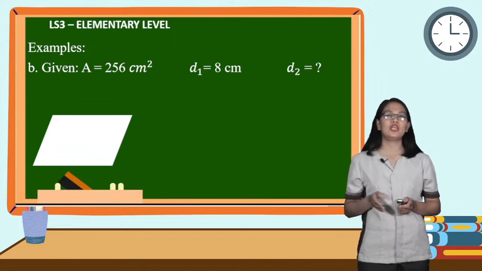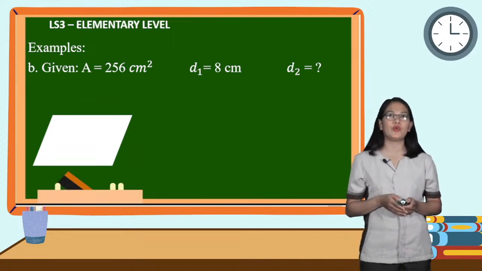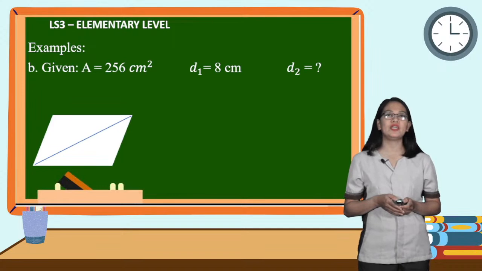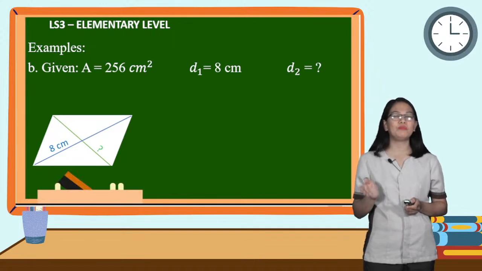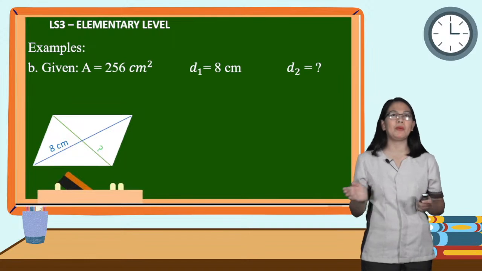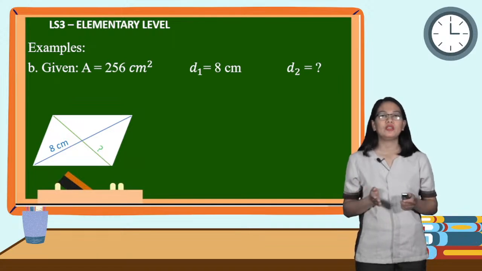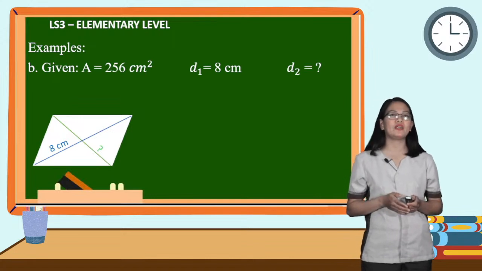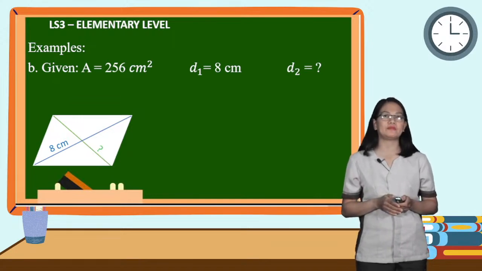Second example, given the area 256 square centimeters. The first diagonal is 8 centimeters. The second diagonal is unknown. Again, don't be afraid. Okay? Huwag yung sasabihin mahirap ang math kasi napakaraming formulas. No. There's no need for you to memorize other formulas. What's important is you know the general formula.